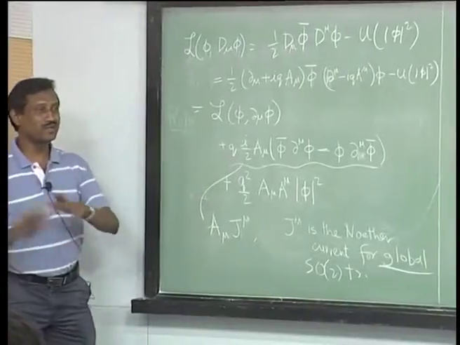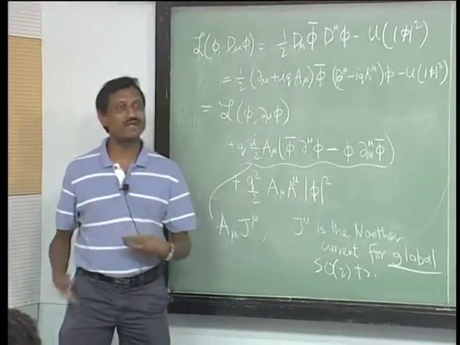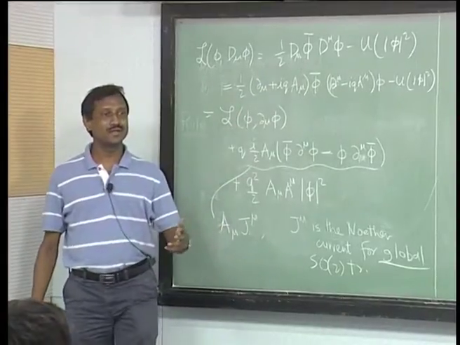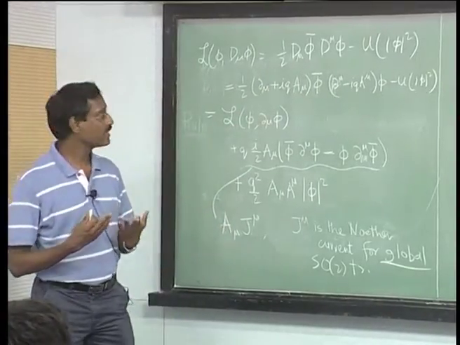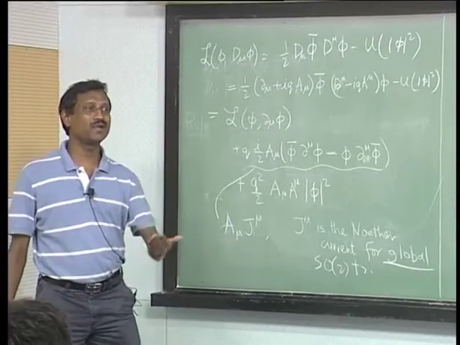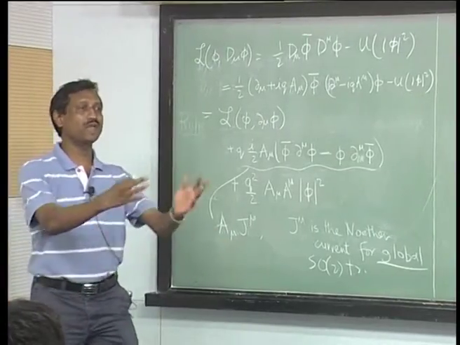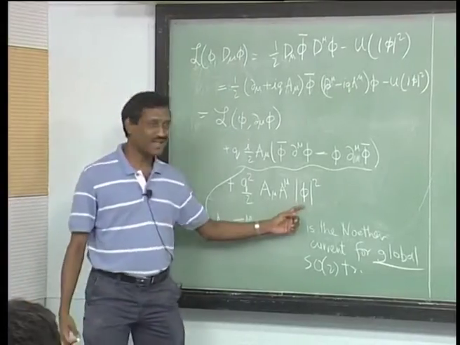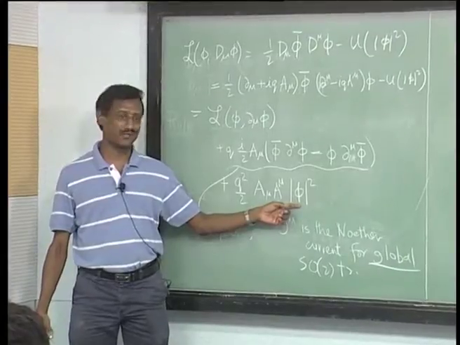So, now you can see that suppose you are in a situation where U of phi was such that the ground state had a spontaneous symmetry breaking. So, phi equal to a, some finite number, then you can see that I can get something which looks like a mass squared.